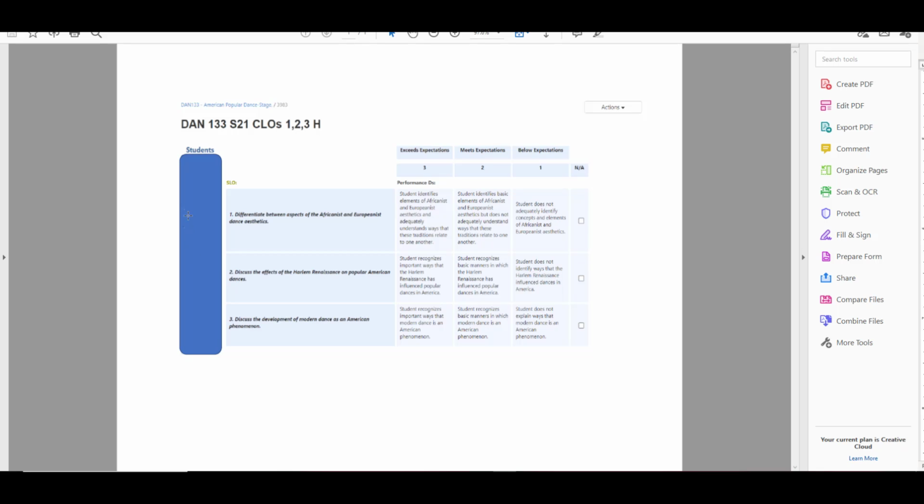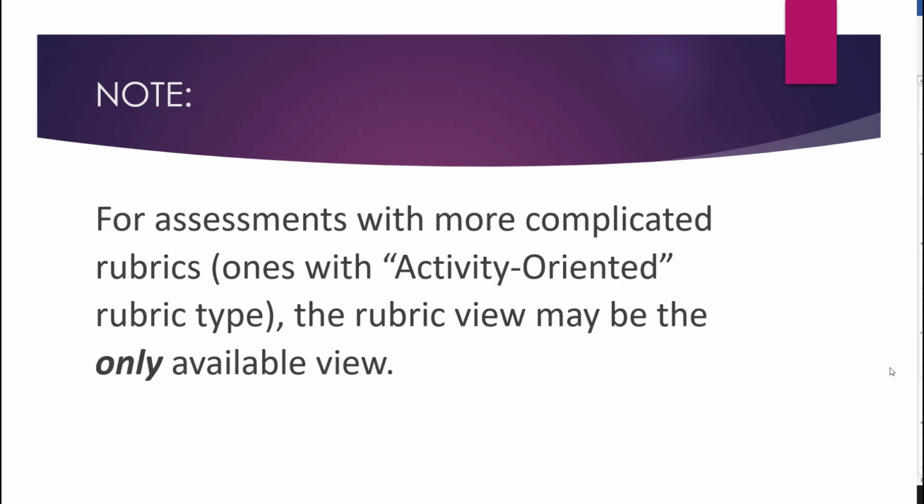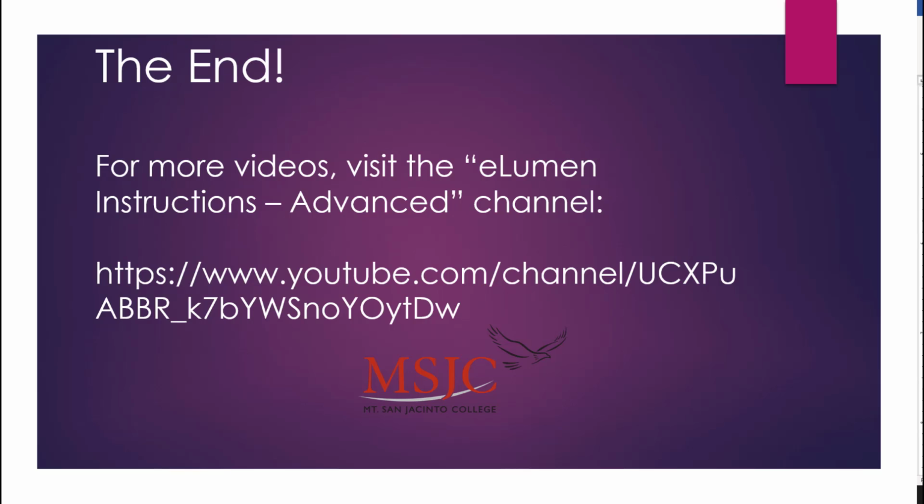The student names will still be on the left, not shown here to protect their privacy, and the SLOs and the rubrics will be on the right. Hit Cancel to escape. For assessments with more complicated rubrics, ones with activity-oriented rubric type, the rubric view may be the only available view. That's all for now.